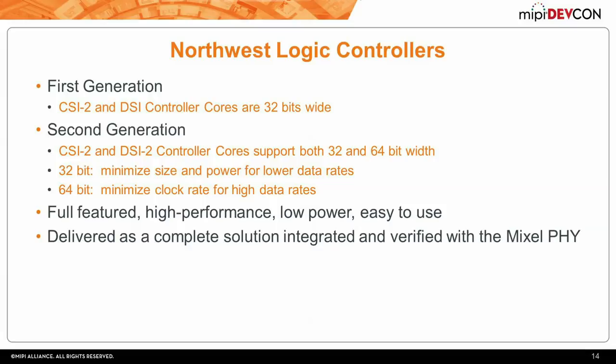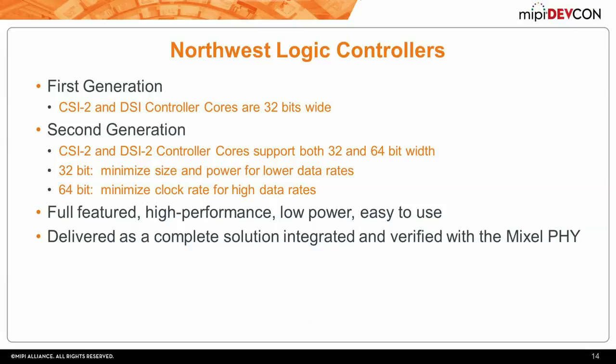With the new 16-bit PPI being adopted in the marketplace, we've now released our second generation controllers, CSI-2 and DSI-2. And what we've done there is set up the controllers so that we can configure them to 32 bits or 64 bits. There's still a lot of people targeting 32-bit 4-lane D-PHY designs. That's still the majority of the designs being started today.